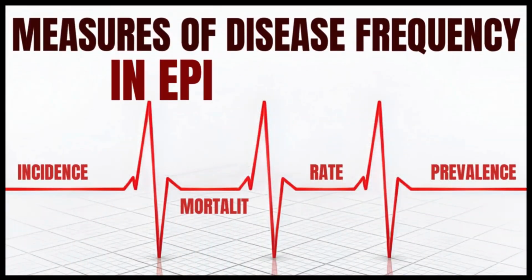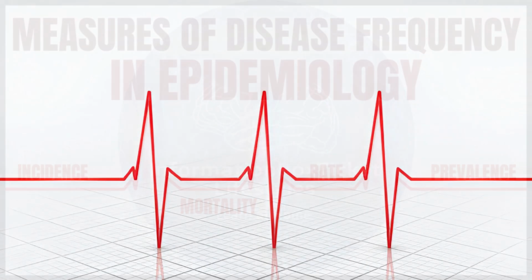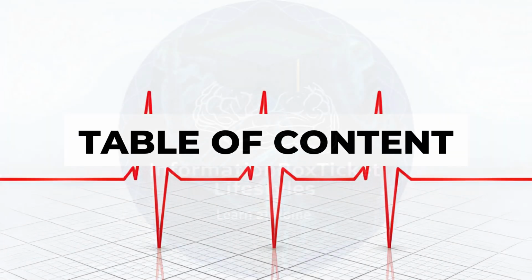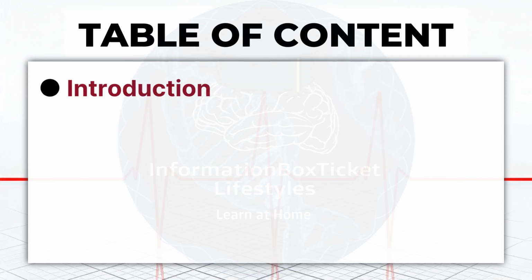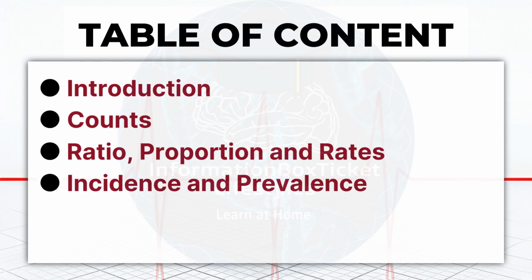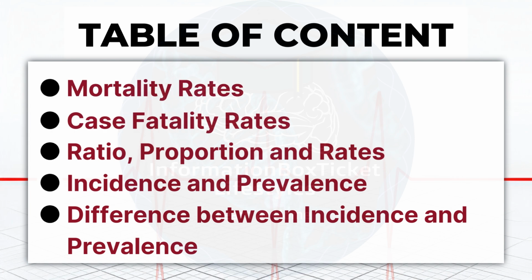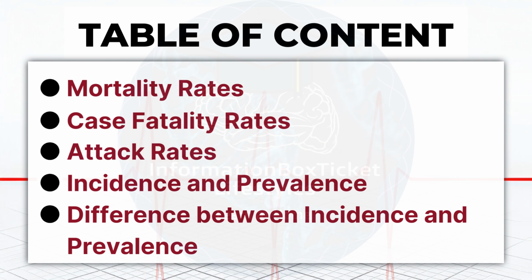Measures of disease frequency in epidemiology. Table of contents. Introduction. Counts. Ratio, proportion, and rates. Incidence and prevalence. Difference between incidence and prevalence. Mortality rates. Case fatality rates. Attack rates.